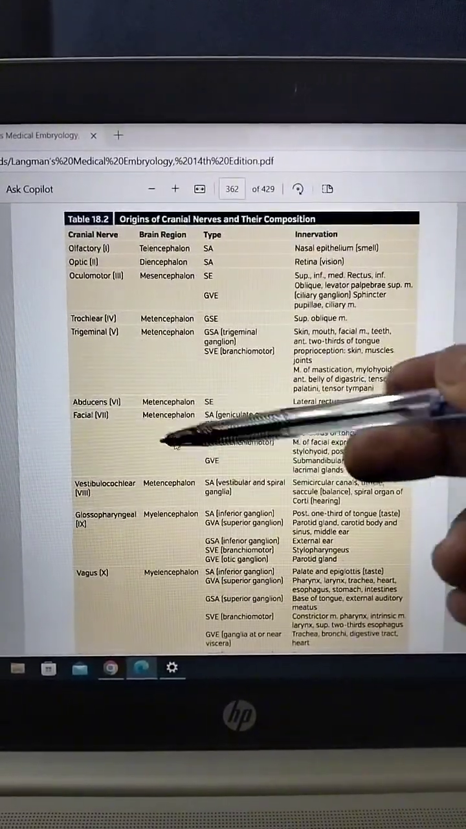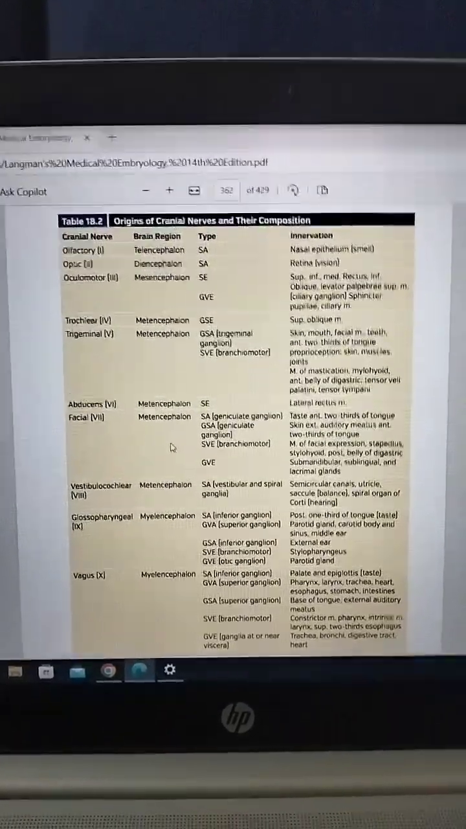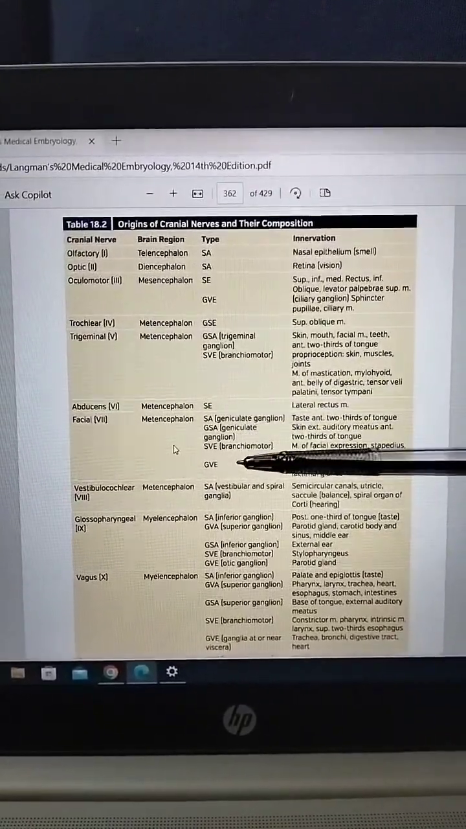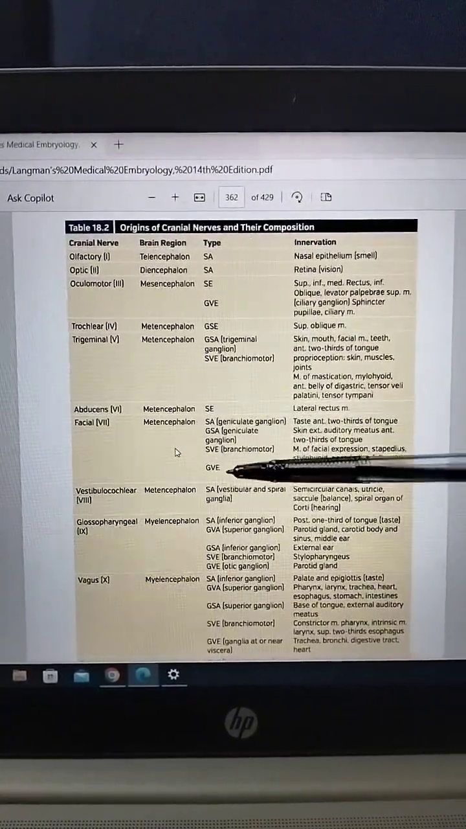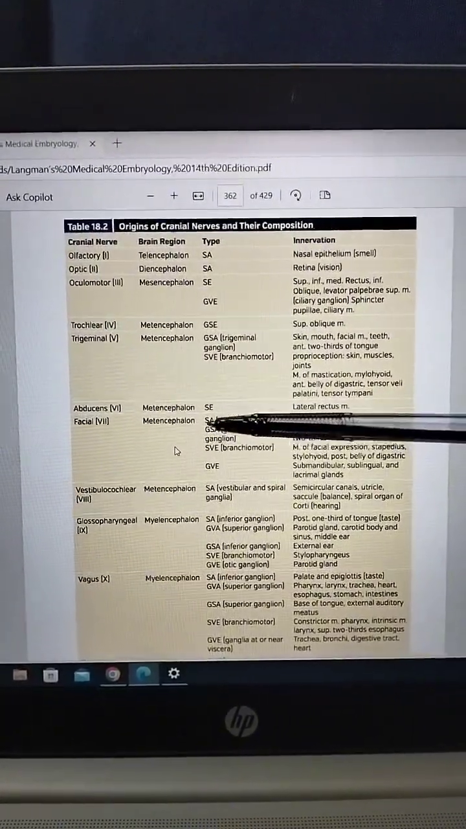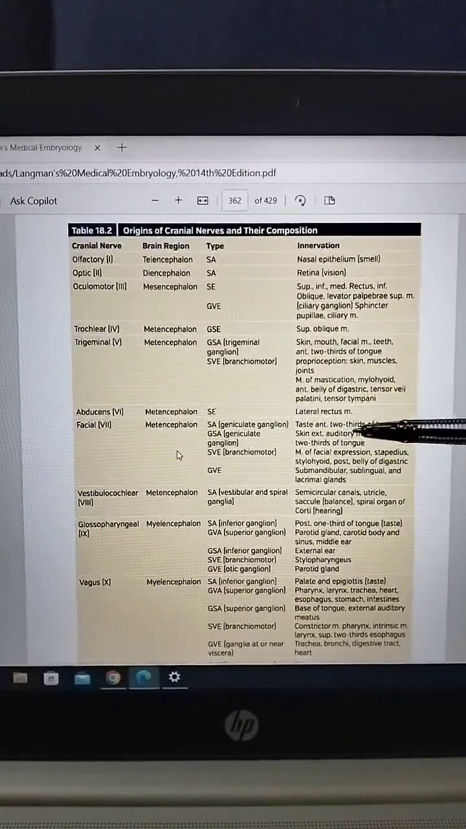Now let's talk about the 7th cranial nerve, which is the facial nerve. So it has 4 functional components. First of all, please remember GSA, SVE as we remembered before. And also remember SA and GVE. All right, SA is the special afferent or the geniculate ganglion. So special afferent is going to supply the taste of the anterior 2/3 of the tongue.